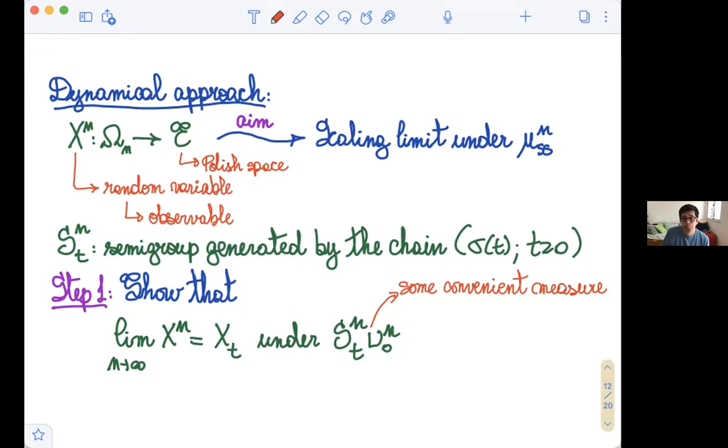And then you let the system evolve. And what you do is that you observe the observable xn along the trajectory of the processes, sigma t.